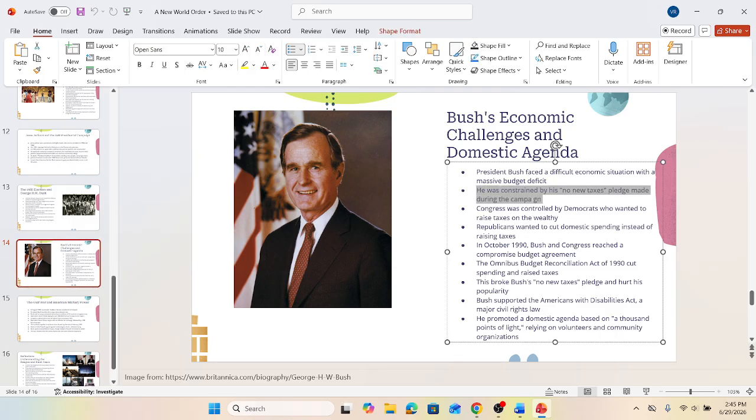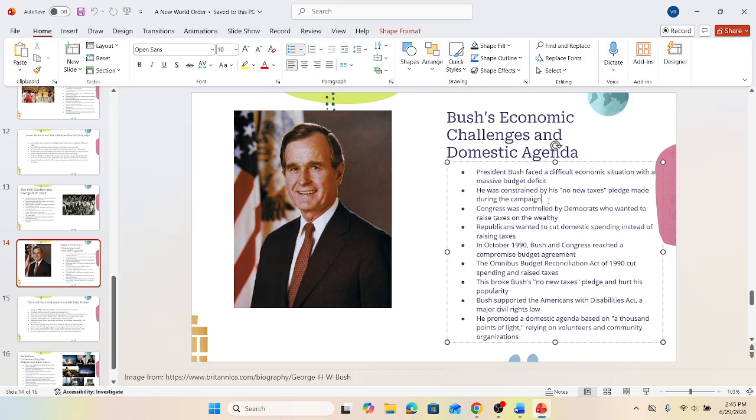So he was pretty constrained by his no new taxes pledge. Taxes are one of the ways to generate revenue to get out of debt. Congress was controlled by Democrats who wanted to raise taxes on the wealthy, so he had opposition from Congress. And so in October of 1990, the president and Congress reached a compromise budget agreement, which cut spending but raised taxes. This broke the president's no new taxes pledge and hurt his popularity. But he had to do what he believed was best for the economy that he had inherited.